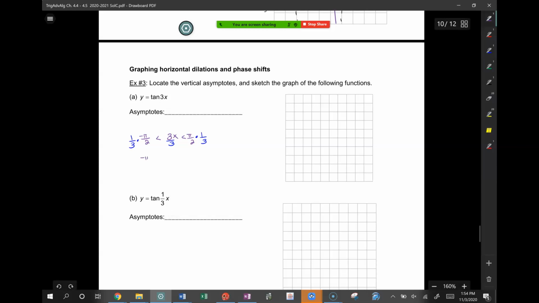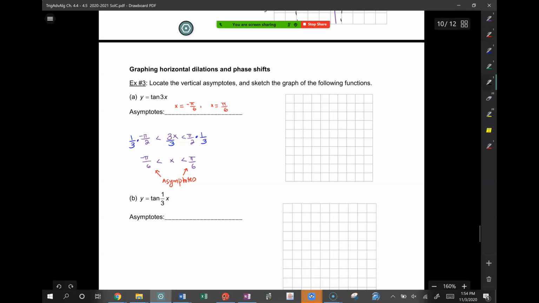So I have -π/6 < x < π/6. That is your graphing region. Also, these are your asymptotes. So when I'm asked for the asymptotes, I say x equals -π/6 and x equals +π/6. Asymptotes are lines, so you have to have x equals. You can't just do π/6.